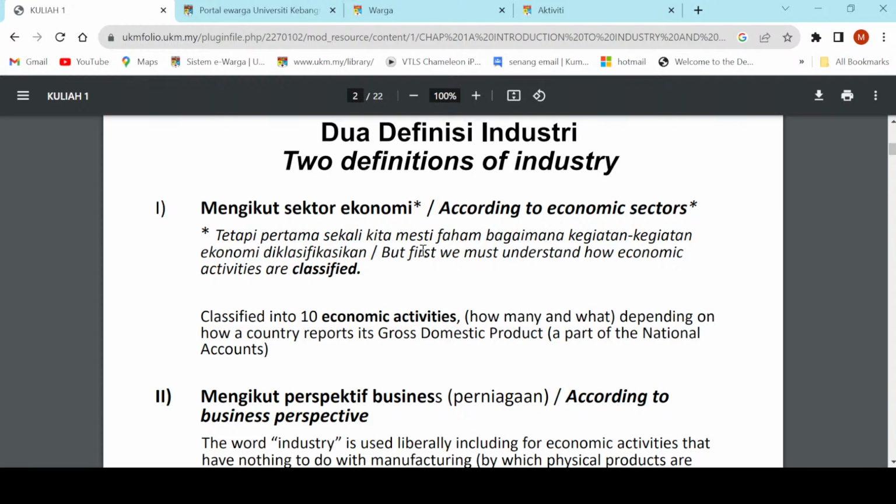But first, before we can learn that, we must understand how economic activities, this is why I'm underlining the word economic activities, are classified. When I refer to economic activities, there are many thousands, even 1 million, we don't know the number of economic activities. Selling, you sell, you know, cake, that is an economic activity.